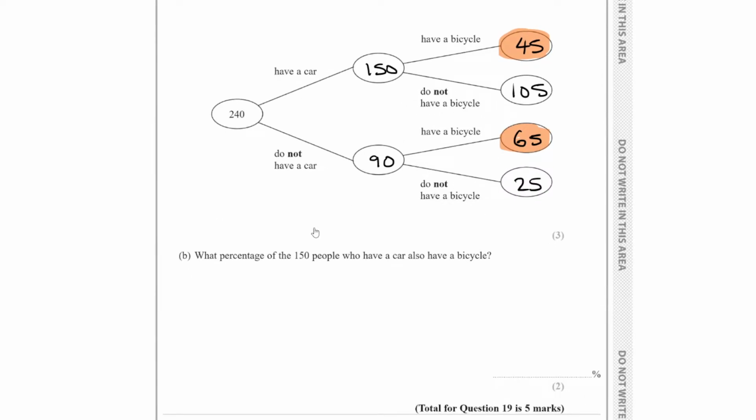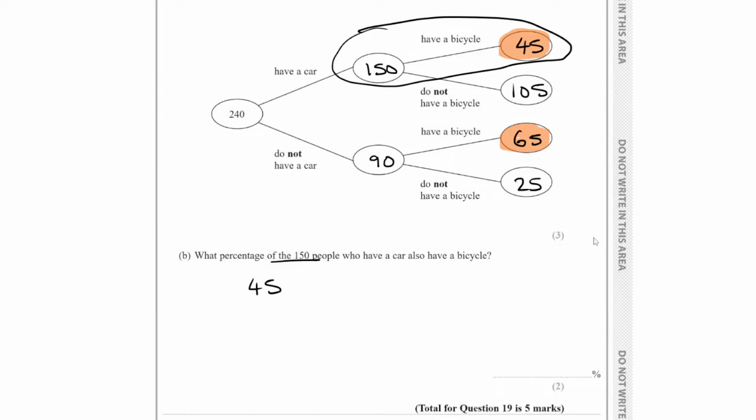Now, I guess we're going to use our frequency tree. So, see if you can still see that. Yeah, you can still see that. What percentage of the 150 people who have a car also have a bicycle? So you just have to figure out which bubble that's talking about. They have a car, they also have a bicycle. So how many also have a bicycle? 45. And they've said of the 150 people. So we're not looking at the 240 anymore. We're just looking at effectively this bit here, isn't it? That's what we're looking at.